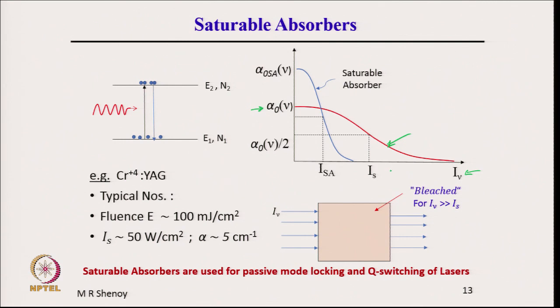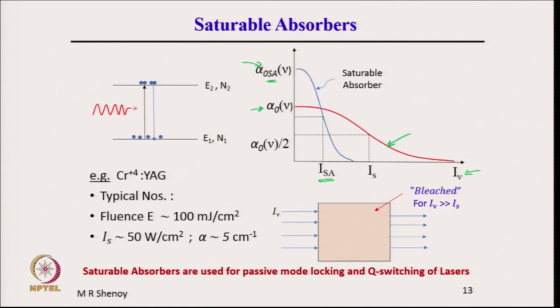Materials which have small saturation intensity. So, I_SA is the saturation intensity for a saturable absorber. Saturable absorbers are absorbers which have a small value of saturation intensity and a large value of absorption coefficient. So, this is the small signal absorption coefficient of the saturable absorber, alpha 0 of the saturable absorber, and the saturation intensity of the saturable absorber.